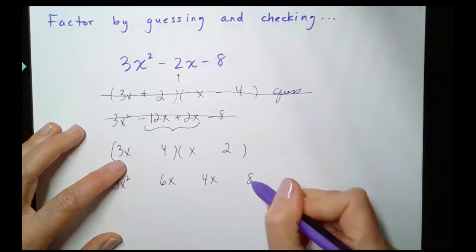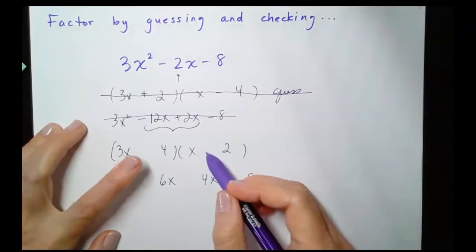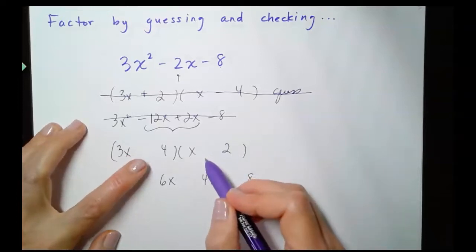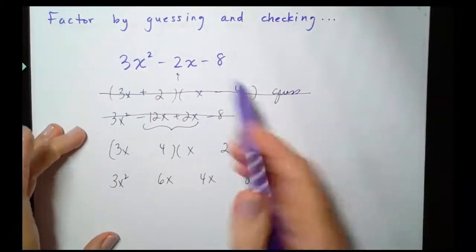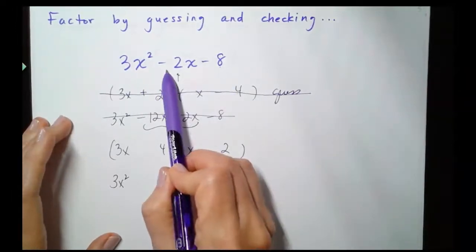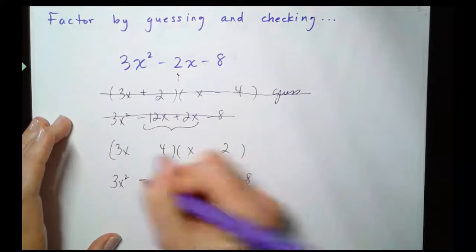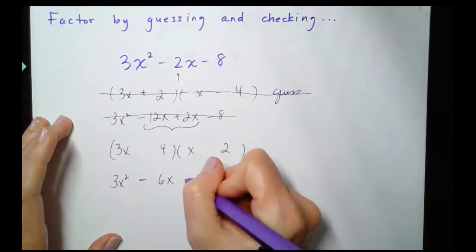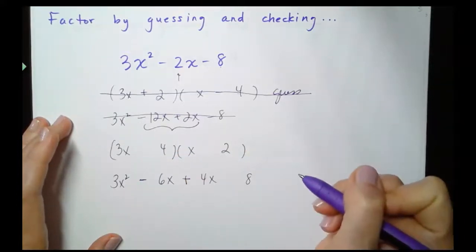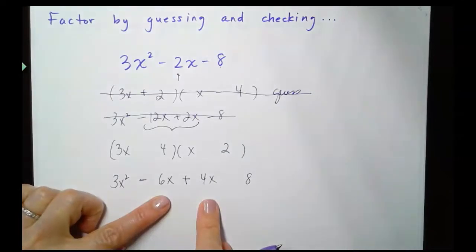Now remember, our 8 has to be negative. So one sign has to be a plus and one has to be a minus. But which one goes where? If we want a negative 2, doesn't it make sense that our 6 must be negative and our 4 must be positive in order to get a negative 2?